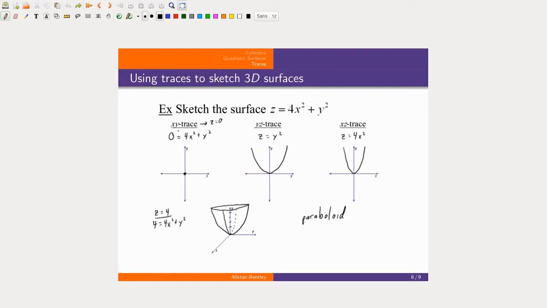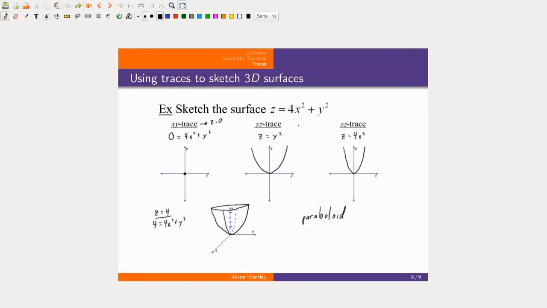Now, the first trace would be to look at what this equation looks like in the xy plane. In order to do that, we're going to set the z variable equal to 0. When we set the z variable equal to 0, as shown in the first diagram, we get the equation that 0 equals 4x squared plus y squared. There's only one point that can satisfy this equation, and that is going to be x equals 0, y equals 0. So in the xy plane, this surface is going to be represented simply by the point at the origin.